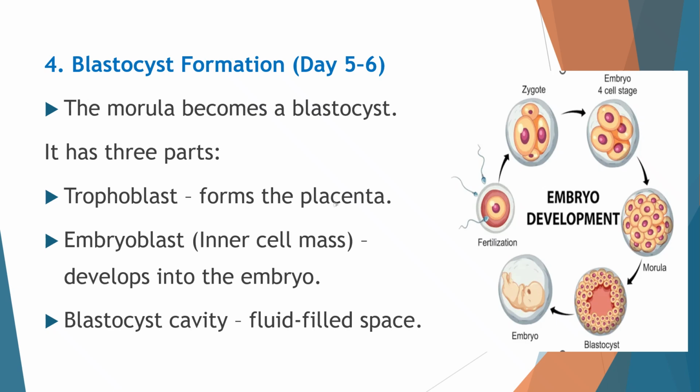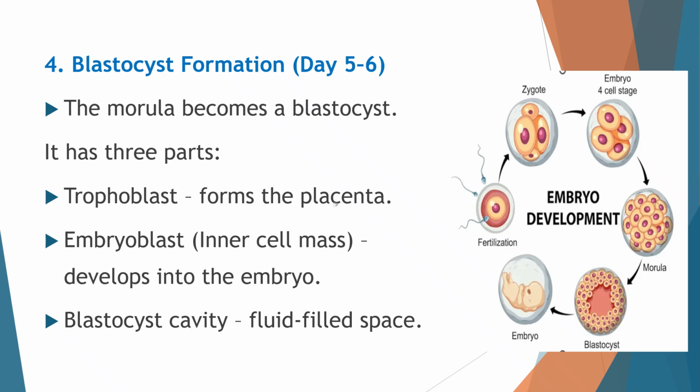Unlike the morula, which is a solid ball of cells, the blastocyst has a fluid-filled cavity inside it. This makes it look hollow. The blastocyst has 3 important parts. Let's understand each one. The first part is the trophoblast. The trophoblast is the outer layer of cells. Its main function is to form the placenta. Later, the placenta will provide oxygen and nutrients to the developing baby throughout pregnancy.